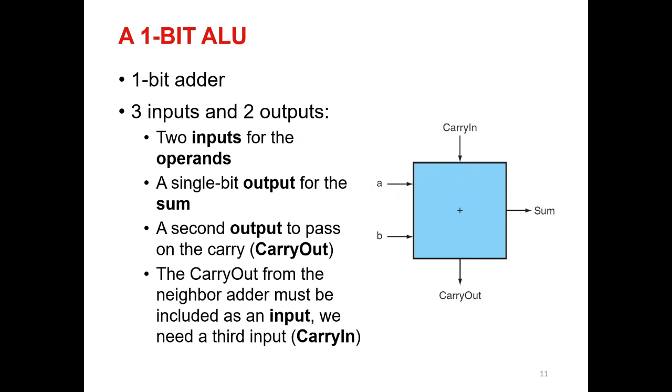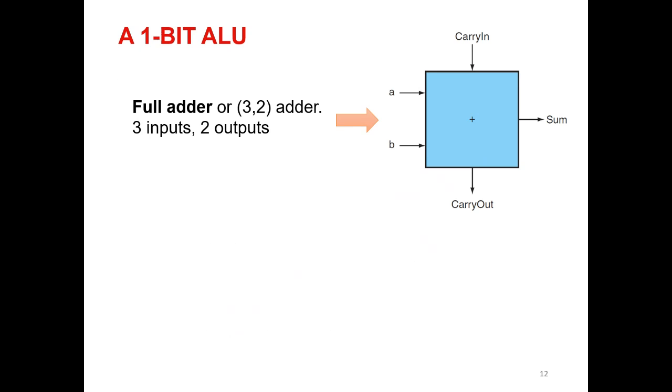Okay, so this is what we have seen when we saw the binary addition with 2 inputs, but here we are considering also the carry in and the carry out. Okay then, so we usually refer to this as a full adder or a 3-2 adder because it has 3 inputs and 2 outputs. Remember, the inputs are A, B, and carry in, and the outputs are the sum and the carry out.